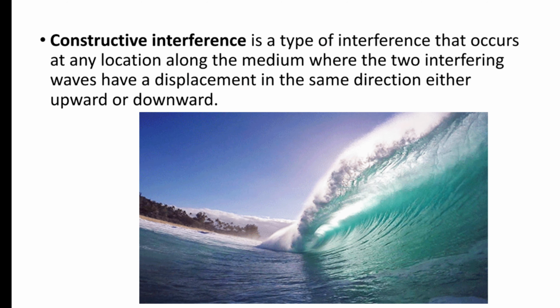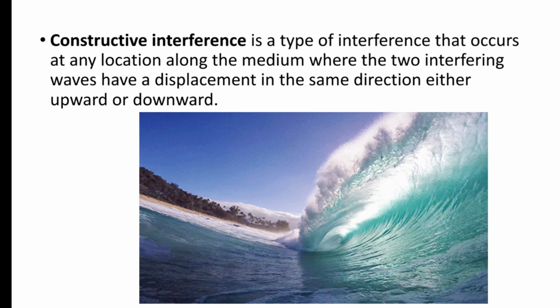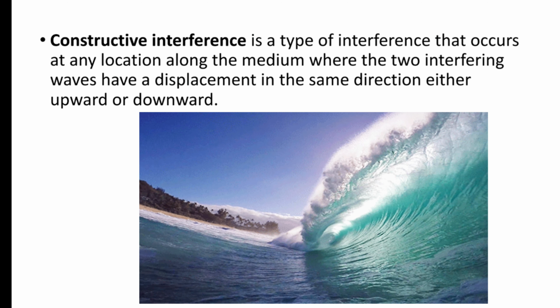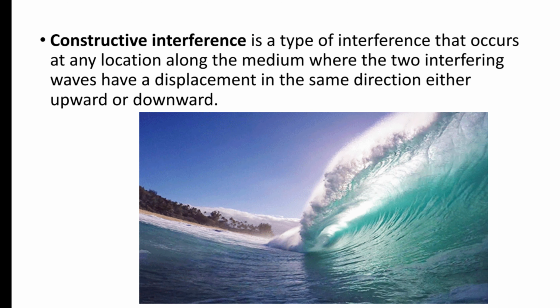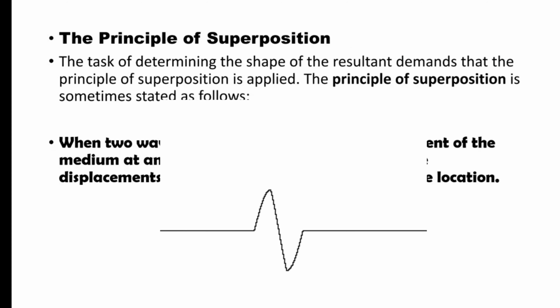Constructive interference is a type of interference that occurs at any location along the medium where the two interfering waves have a displacement in the same direction, either upward or downward. Destructive interference is a type of interference that occurs at any location along the medium where the two interfering waves have a displacement in the opposite direction, as you can see in this picture.